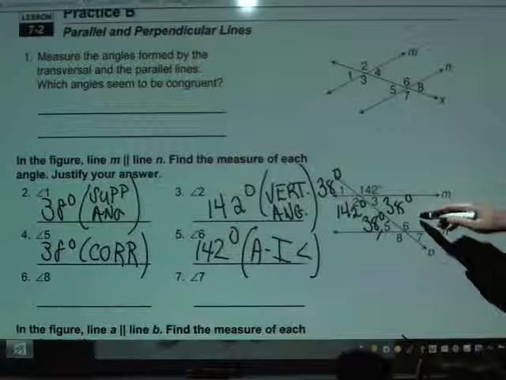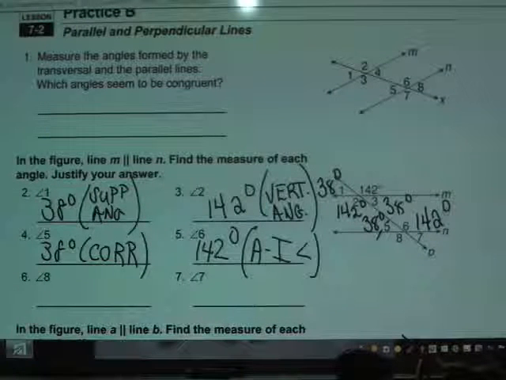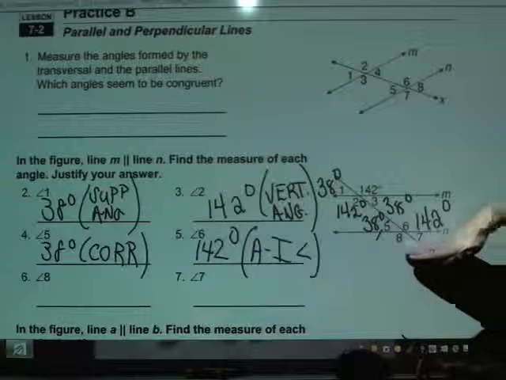Now the other concept we talked about today is alternate exterior angles. Same idea, all right, but notice I changed one word. I went from interior to exterior. Well, interior meant we were between the parallel lines. Exterior means we're outside the parallel lines. So now we'd be looking at these 2 up here and these 2 down here.